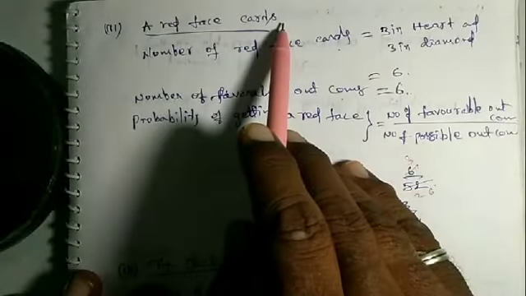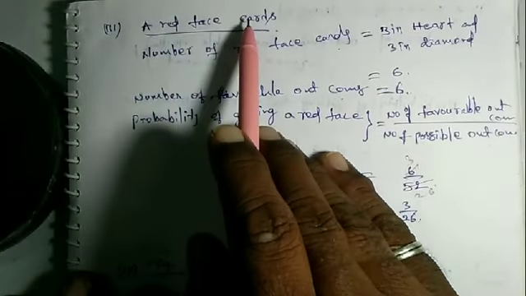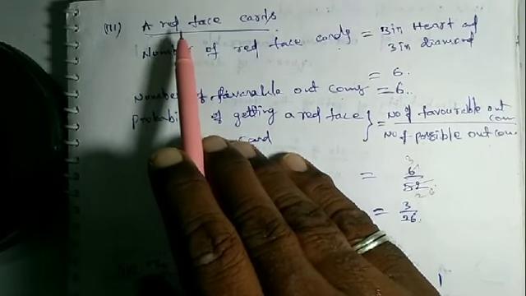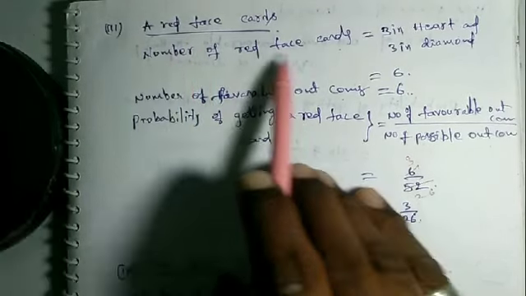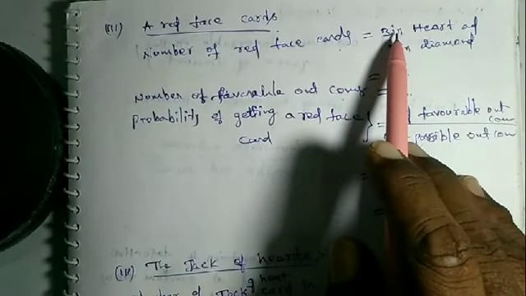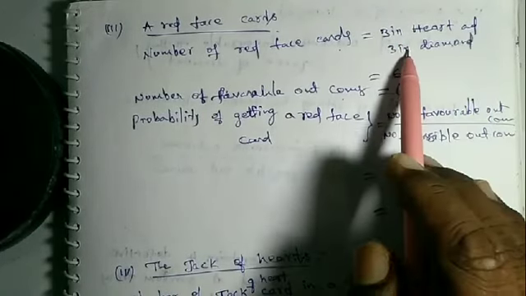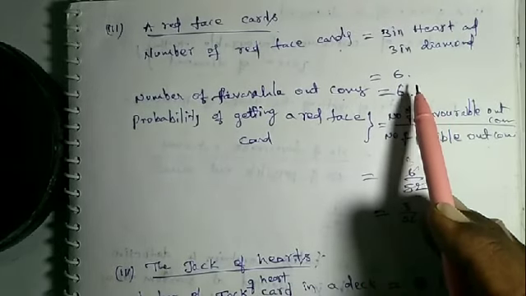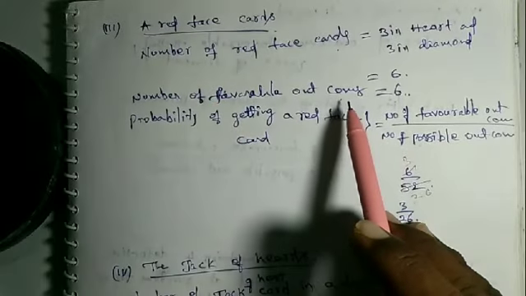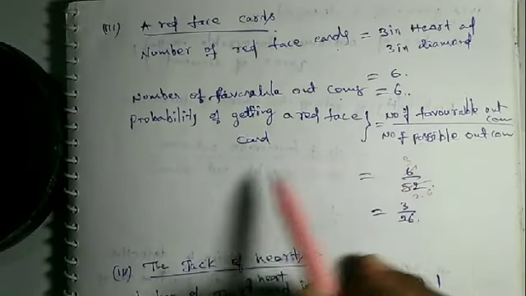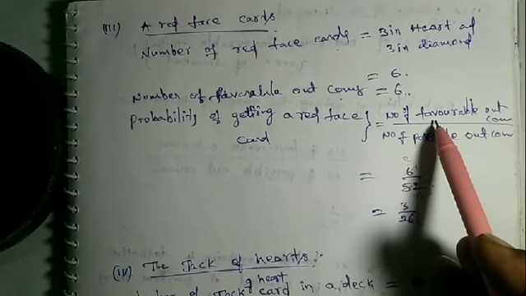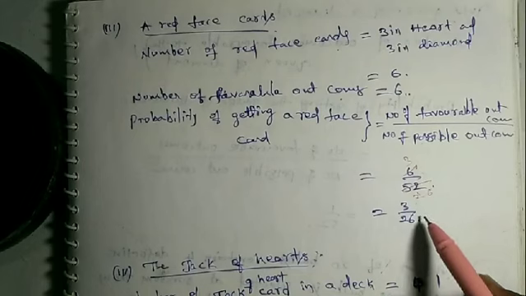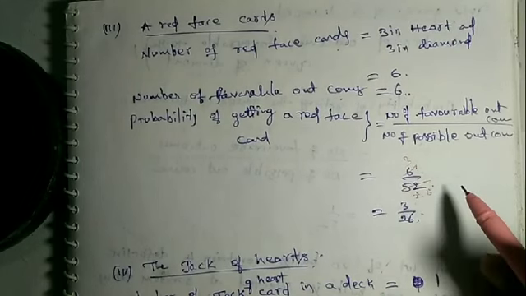A red face card. There are 26 cards in red. There are 2 face cards are there. Number of red face cards are 3 in heart and 3 in diamond. So total face cards are 6. Number of favorable outcomes is 6. Now substitute in the formula 6 by 52. Simplify it, you will get 3 by 26.